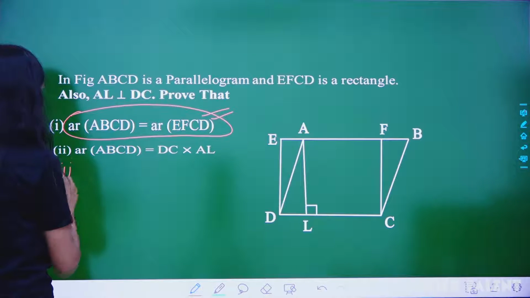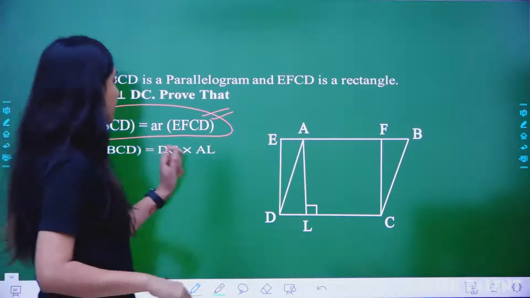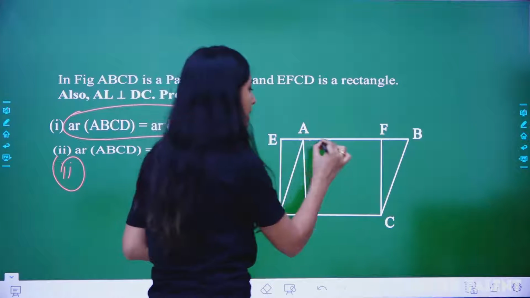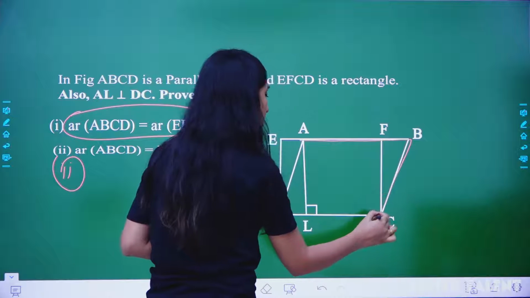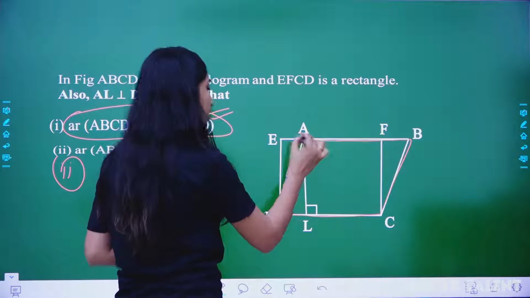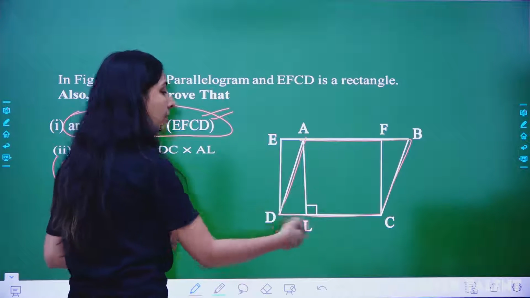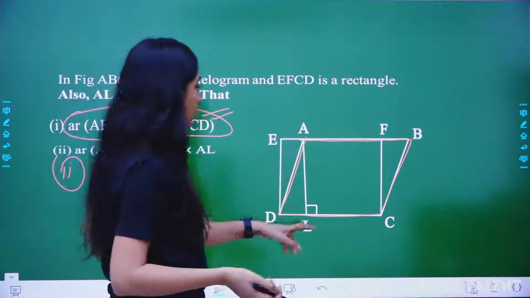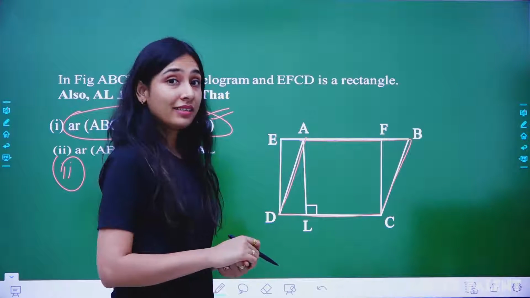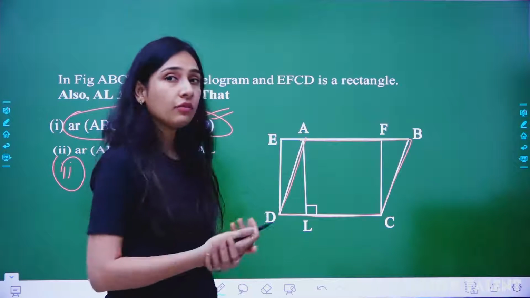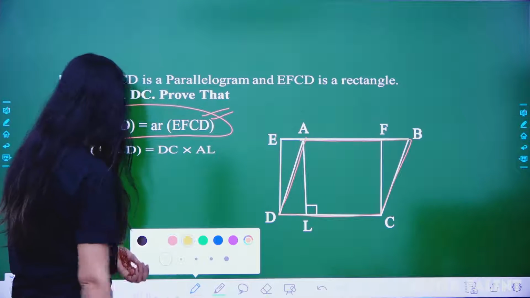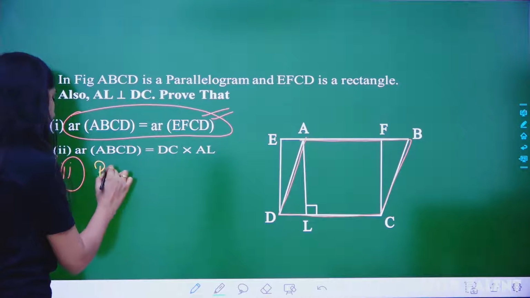Now for the second one. Area ABCD equals DC multiplied by AL. Area ABCD is equal to what? AL multiplied by CD. So we have these two, AL and DC, involved here. So what are we now going to do? Proof.